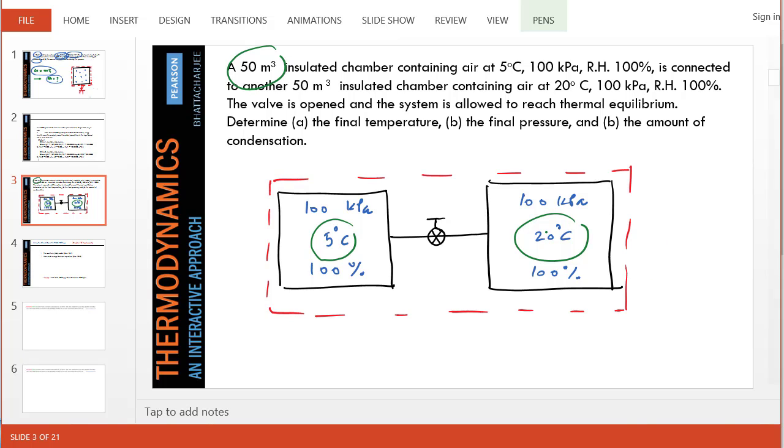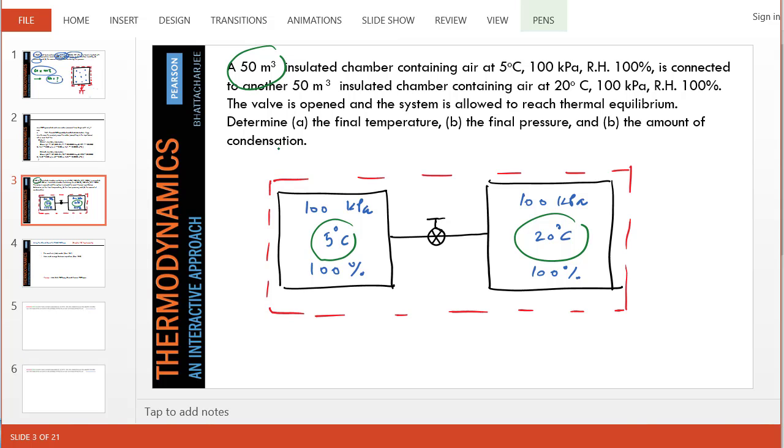So finally, as you can realize, when the equilibrium is reached, the air temperature is going to be less than 20 degrees Celsius, because this is at 5, this is at 20. We expect the final temperature to be lower than 20. And if the temperature is lower than 20, some water vapor is going to condense out. So we are asked to find the final temperature, final pressure, amount of condensation, etc.